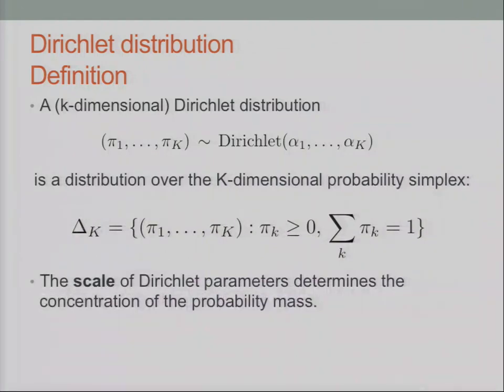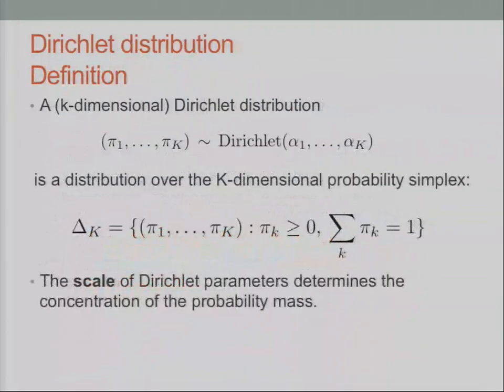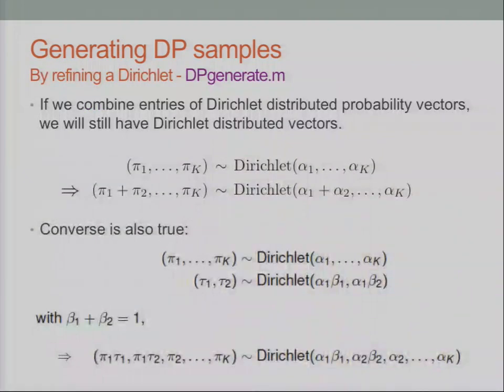This is a very simplistic way of thinking about the Dirichlet process, basically as a glorified Dirichlet distribution. Glorified because it's over infinitely many dimensions. Because the Dirichlet distribution and the Dirichlet process are very closely related, I wanted to go over the basic properties of the Dirichlet distribution.